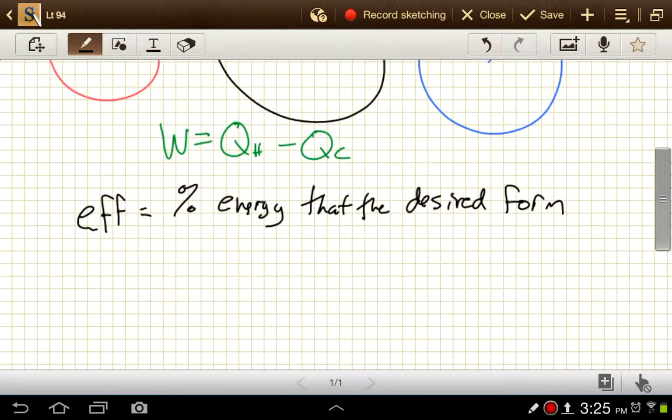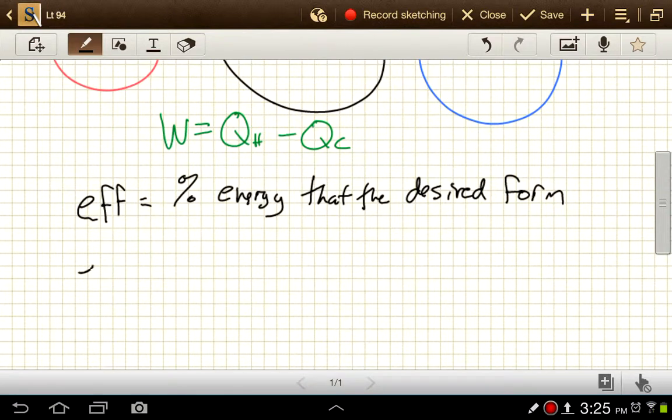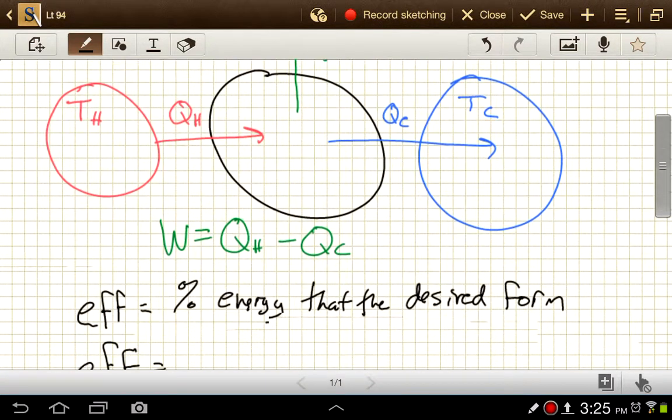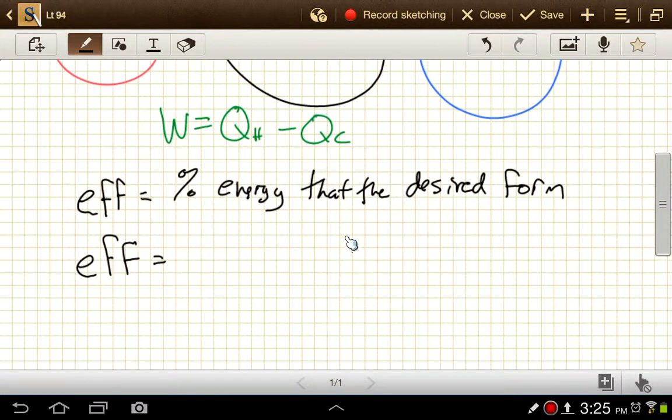And so in this case, if we want to find efficiency, the total energy that we're putting into this thing is given by QH. The amount that makes it to this form, work, we call W. And so our efficiency is going to be work, the amount of energy in the form that we want it to be in, divided by QH, which is the total energy that we put into this thing. And like I said, this is often written as a percent, so you might multiply it by 100 to make it look like a percent.